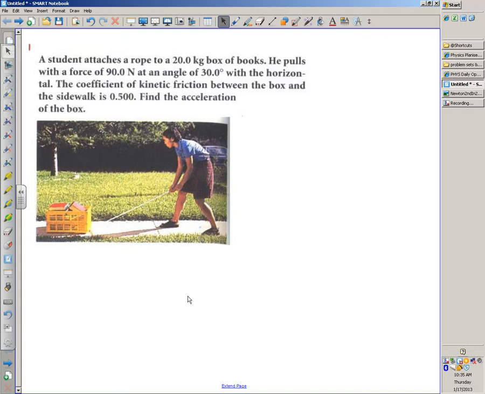The coefficient is 0.5. Yep. Yeah. Okay. We need another second.